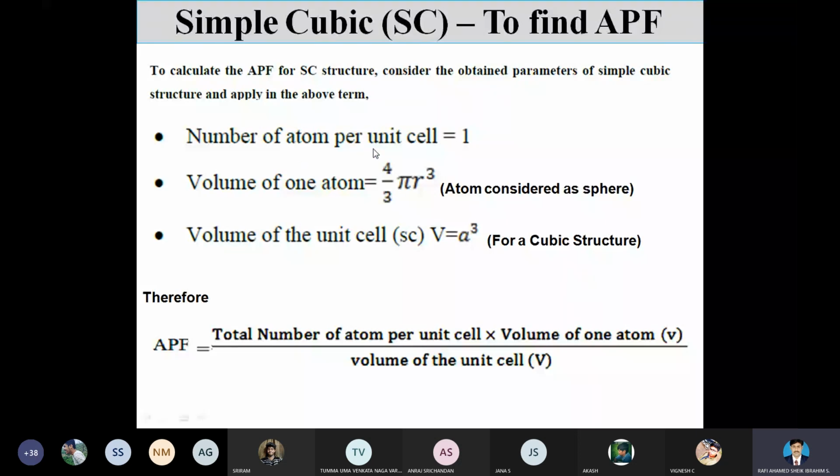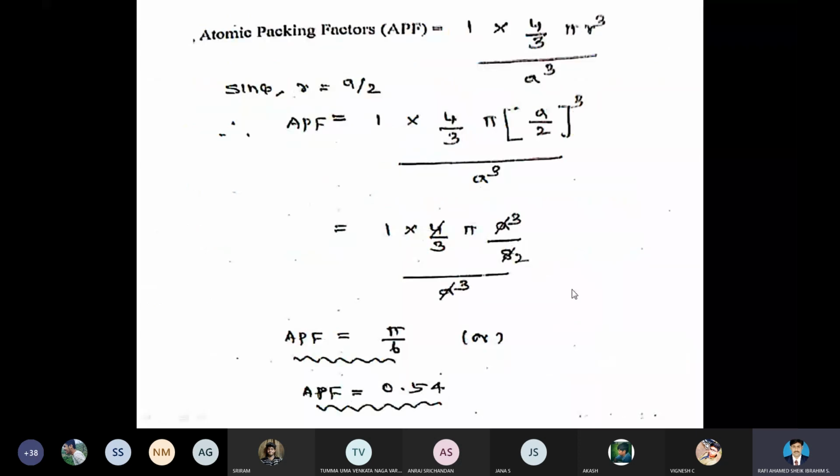The number of atoms per unit cell is 1. We measured it: 8 into 1 by 8 is nothing but 1. The volume of one atom, with the atom considered as a sphere, is 4 by 3 pi r cube. The volume of the unit cell is V equal to a cube. We know that r is the radius, and r is equal to a by 2. So we are going to substitute the values here.